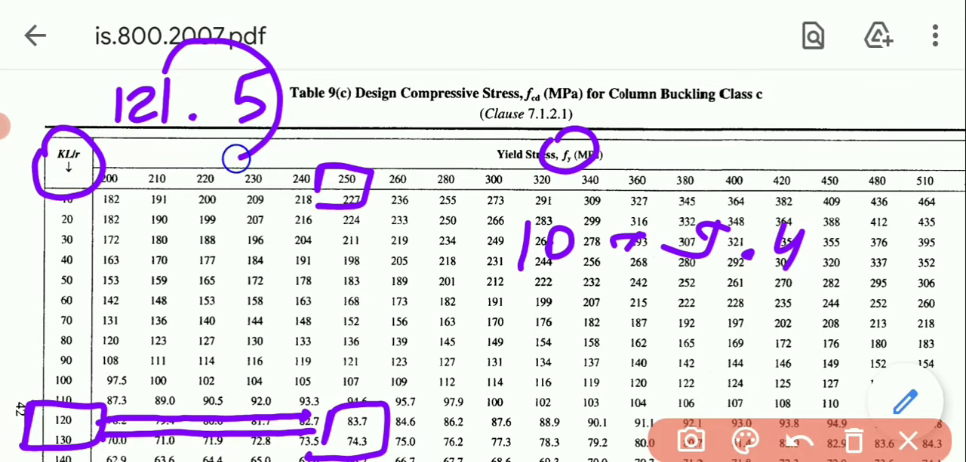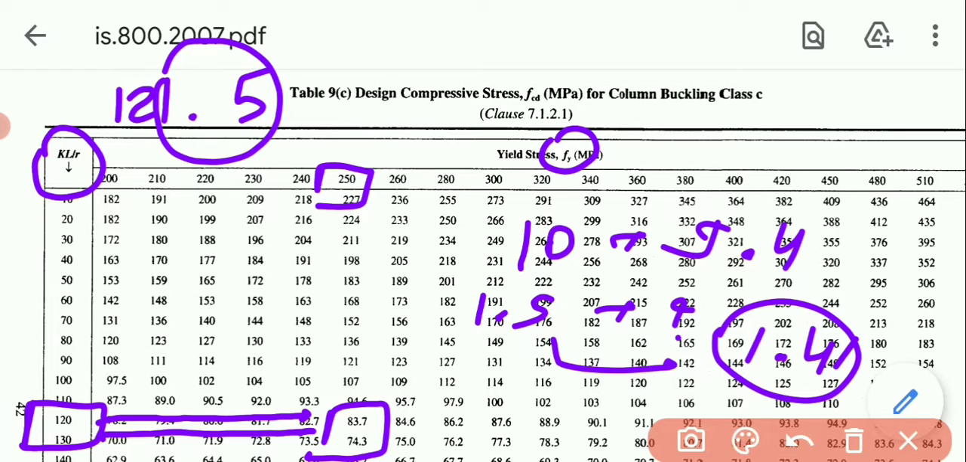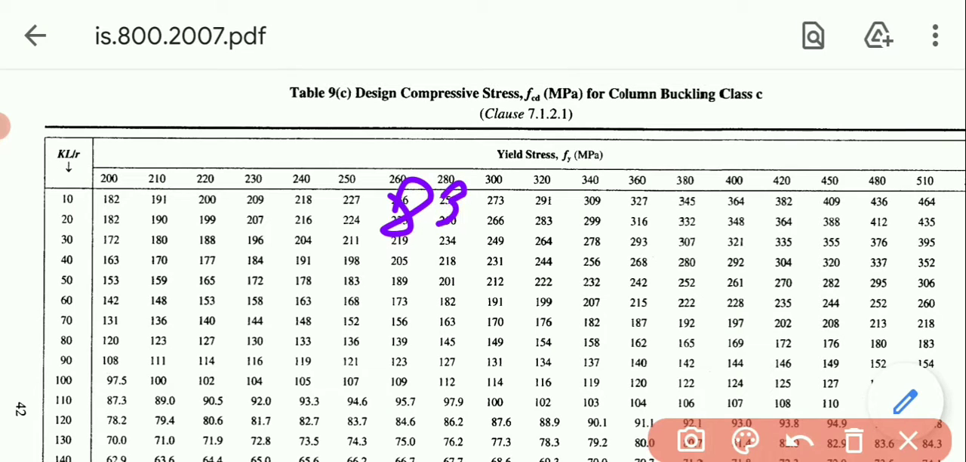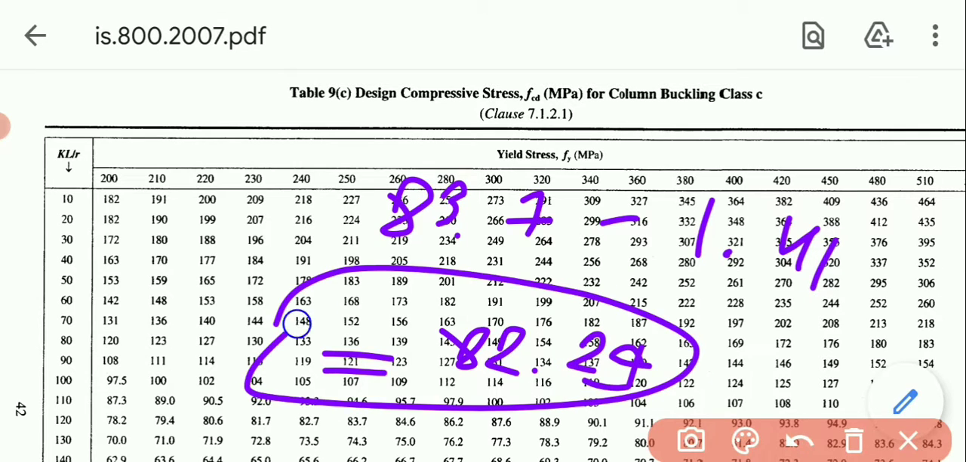Now we need to carry this 1.5 extra, so at 1.5 it is how much? I will get the value 1.41. I need to deduct this from the 120's value, that is 83.7, because as the slenderness ratio increases, the value is decreasing. So 83.7 minus 1.41, I will get the answer 82.29. That's the interpolation for KL by RY ratio 121.5.